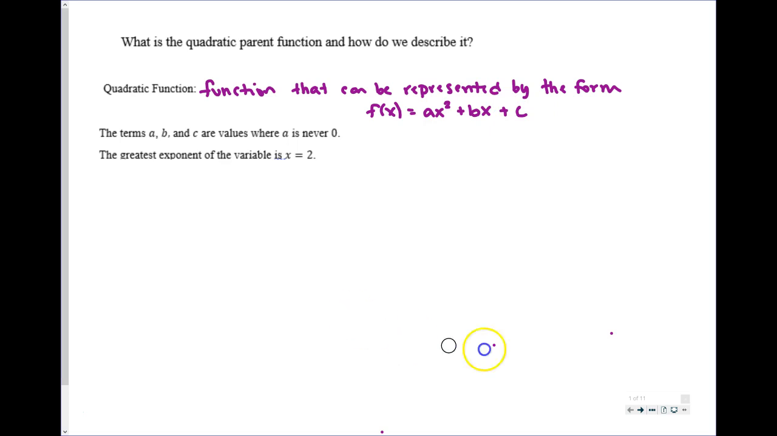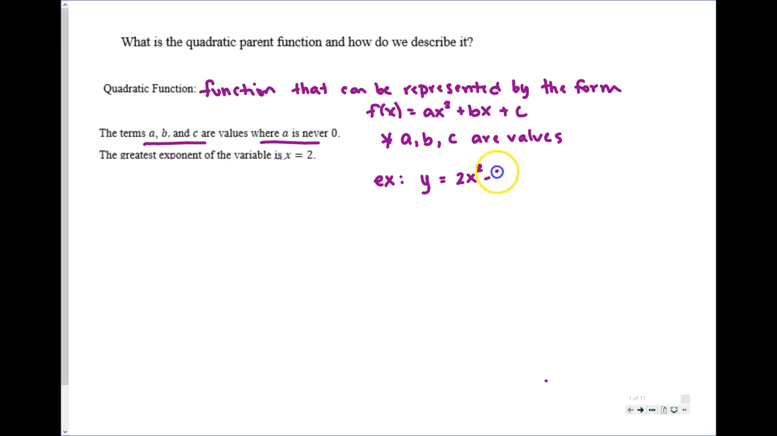This is the general form of a quadratic function equation, and it's important to know that a, b, and c are values. This is really critical that you recognize that a, b, and c are values. So, for example, a quadratic function could look like this: y equals 2x squared minus 3x plus 4.